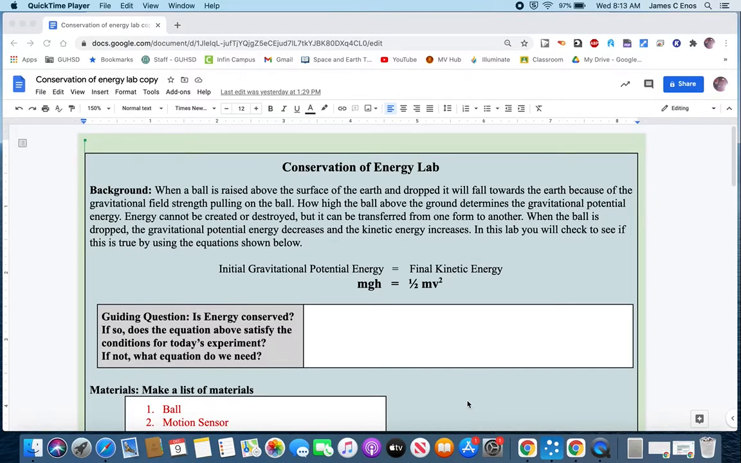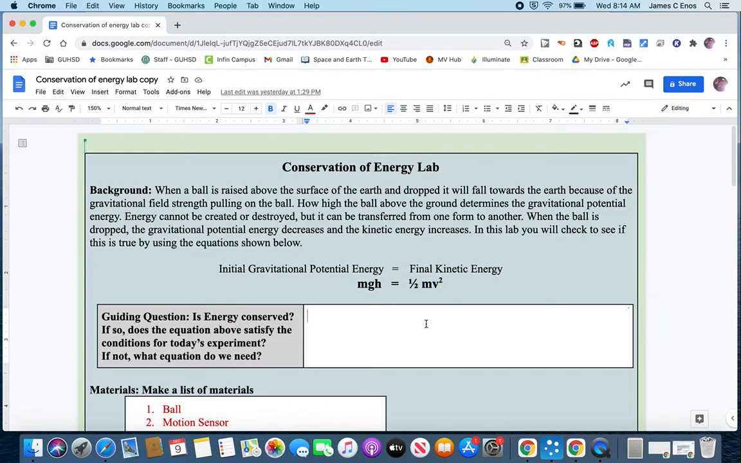Welcome to our Conservation of Energy Lab. What we're going to be doing is raising a ball and dropping a ball. We're raising the ball, giving it this initial potential energy, this gravitational potential energy, this mgh. As the ball falls, the ball should give all of its energy into its motion, its kinetic energy.